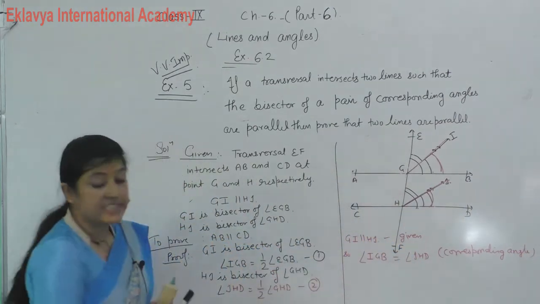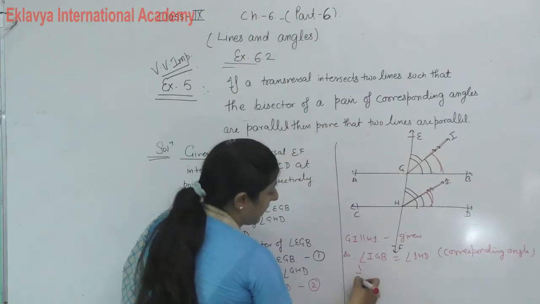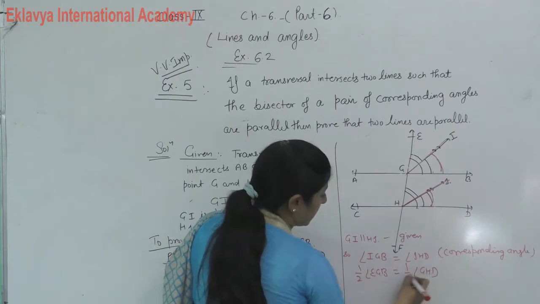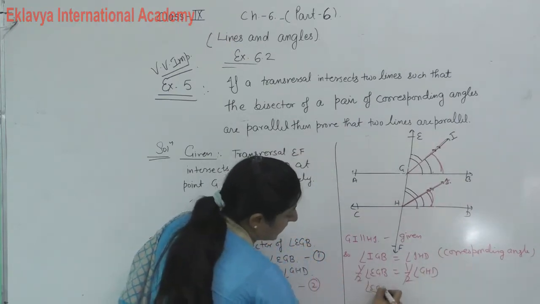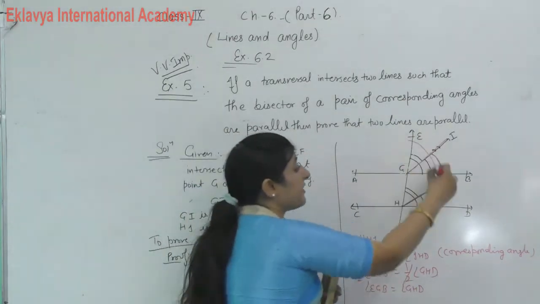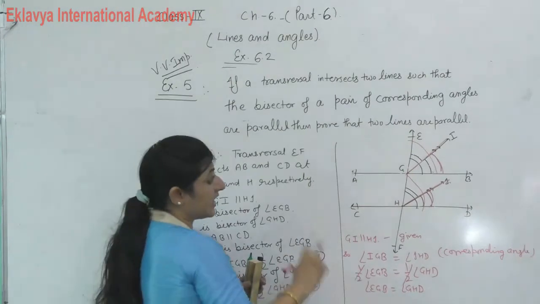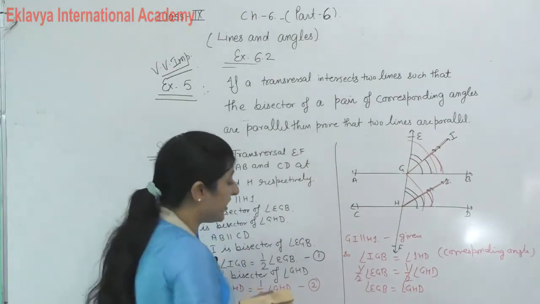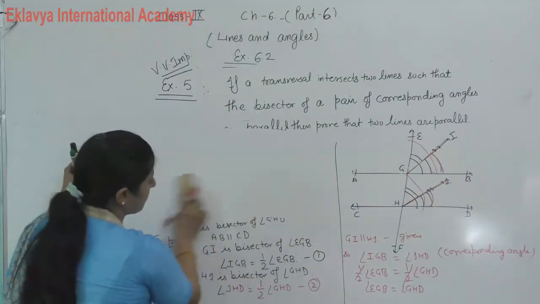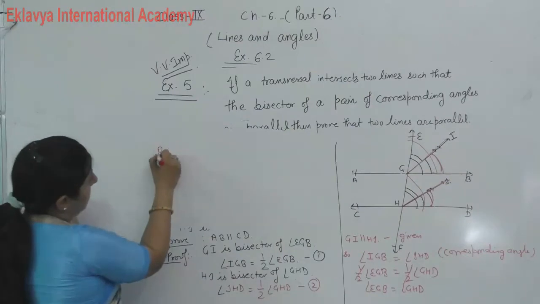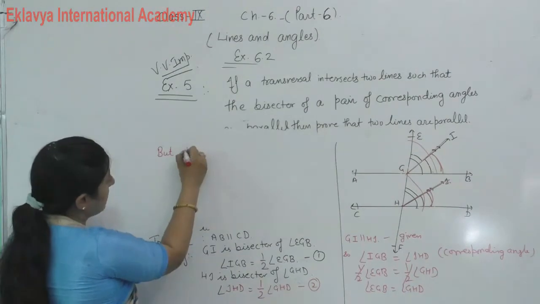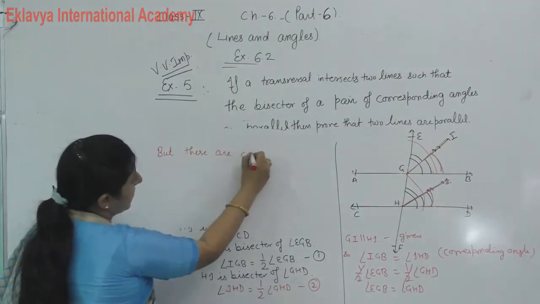From equation first and second, put the value. This becomes half of angle EGB and this becomes half of angle GHD. Half and half cancel, so EGB is equal to GHD. Then what is the relation between EGB and GHD? They are equal corresponding angles.